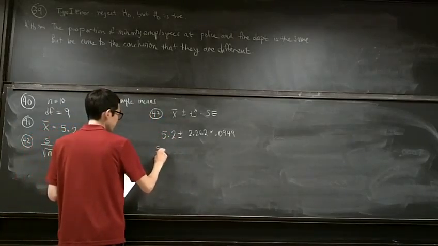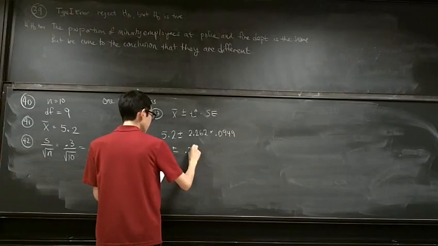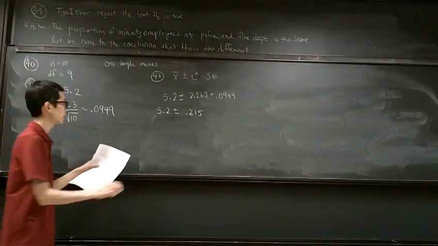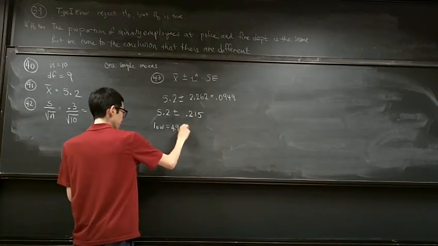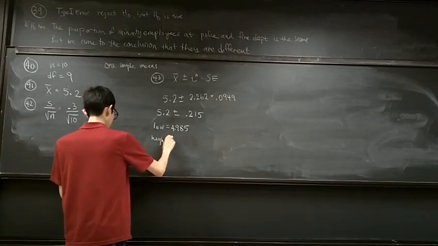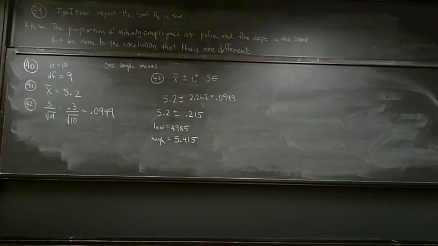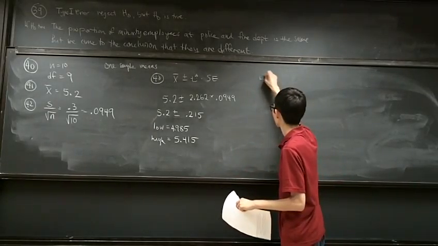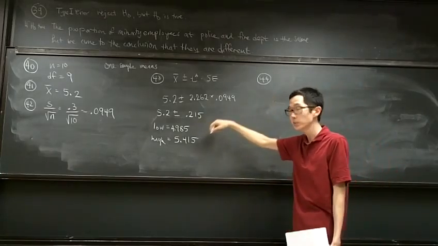So I have 5.2 plus or minus 0.215. On the low end, I have 4.985, and on the high end, I get 5.415. Is this evidence that it's different from 5 pounds? No, 5 is within my interval.